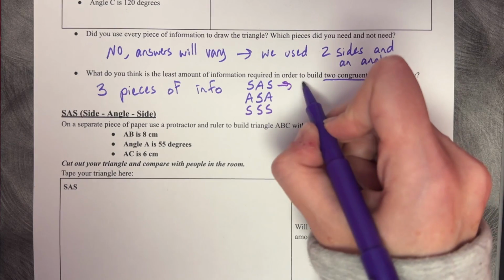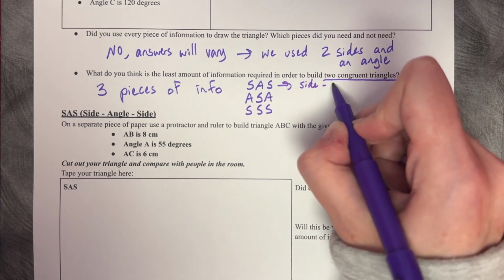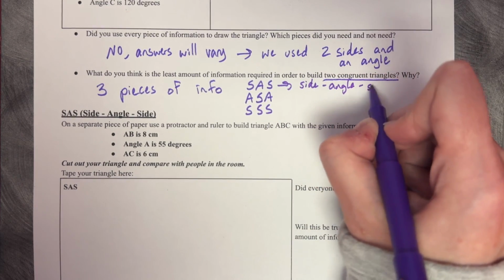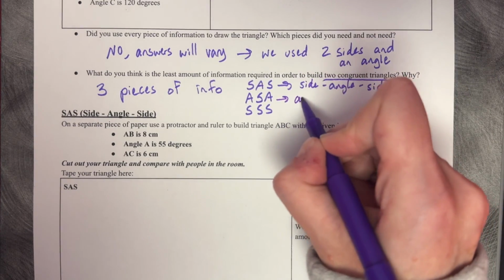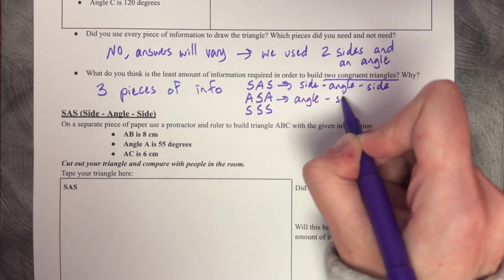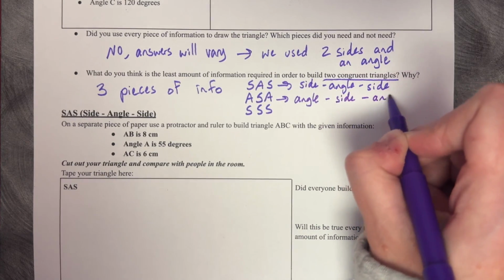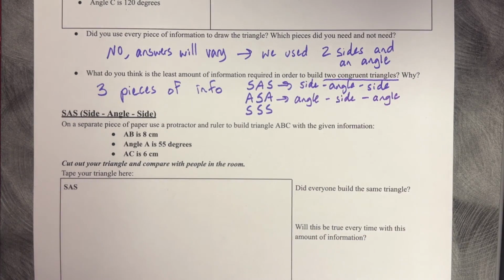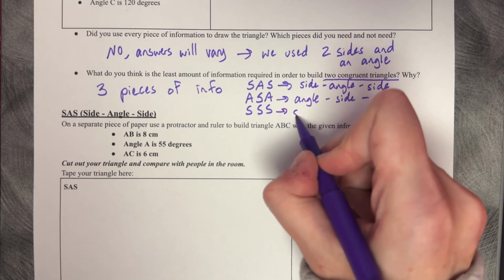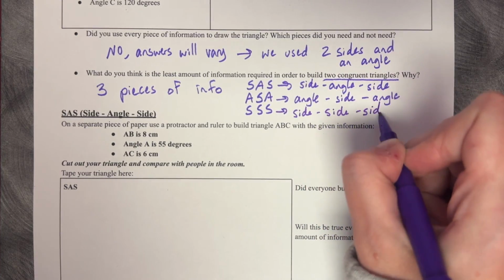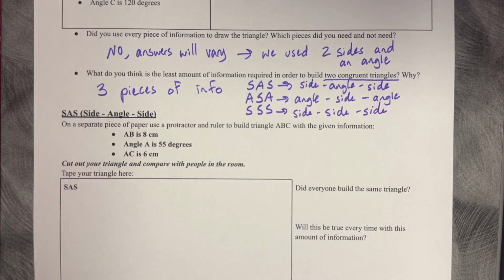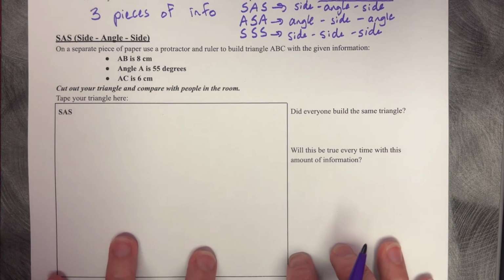So SAS is side, angle, side. ASA is angle, side, angle. And SSS is side, side, side. So the first one we're looking at is SAS.